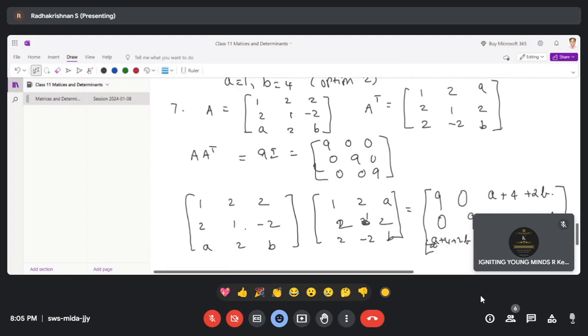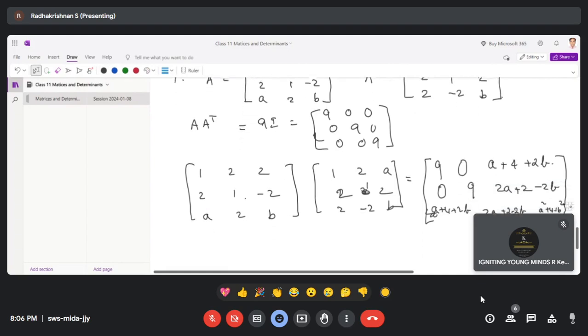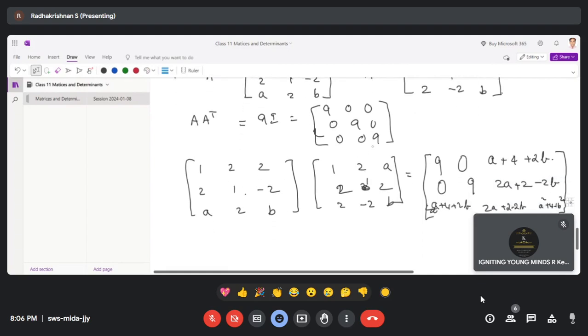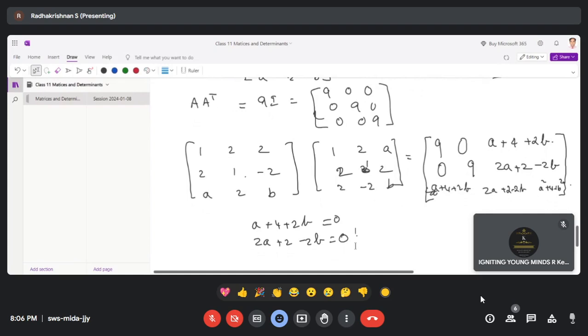Okay. So now there are multiple equations that we can form by equating this matrix to 9i. So 4 values we see are already matching. The remaining 5 should match. So let us use a plus 4 plus 2b equal to 0, and 2a plus 2 minus 2b equal to 0, as these two conditions. You can choose any two conditions.